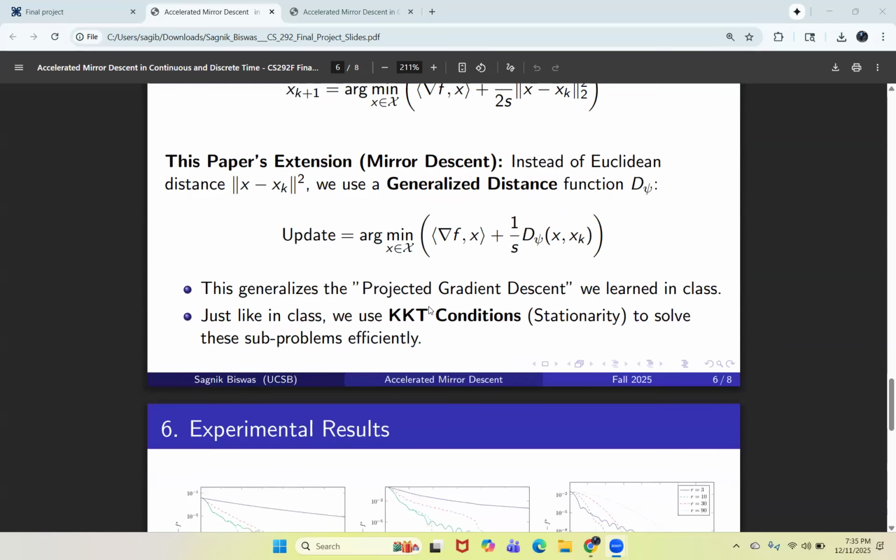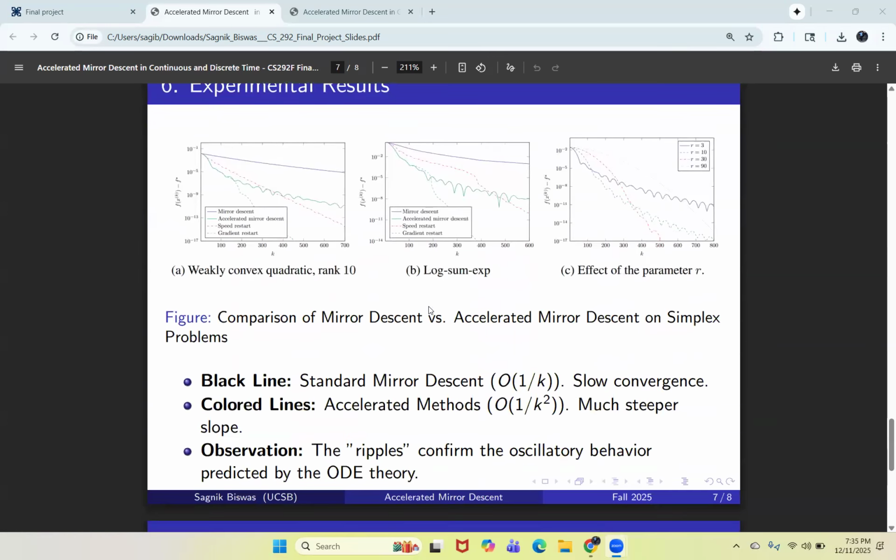And then, if we get into the experimental results, if you look at this experiment, the size was n equals 100. The figure shows the error on a log scale for a problem constrained to the simplex. The black line is the standard mirror descent, which converges at O of 1 over k. You can see that the slope is shallow, and the colored lines are the accelerated methods, O of 1 over k squared. You can clearly see a much steeper slope, proving they are significantly faster.